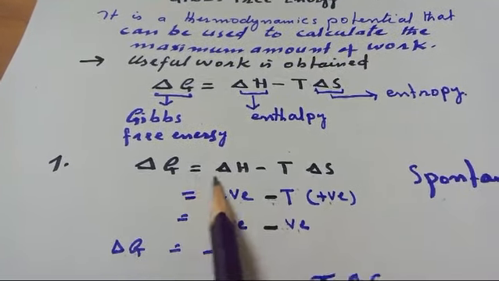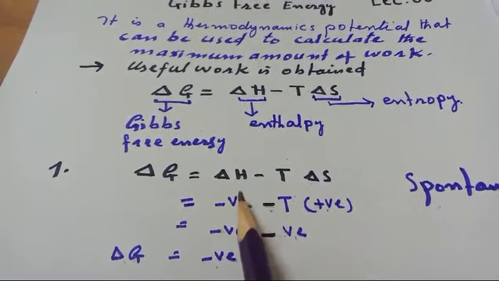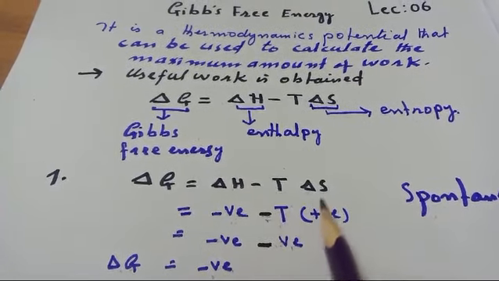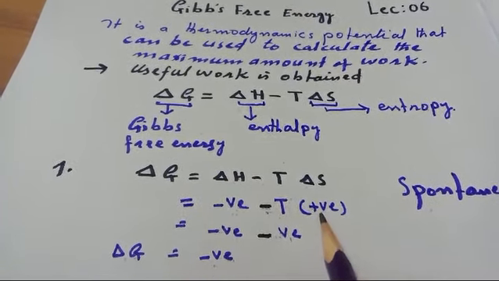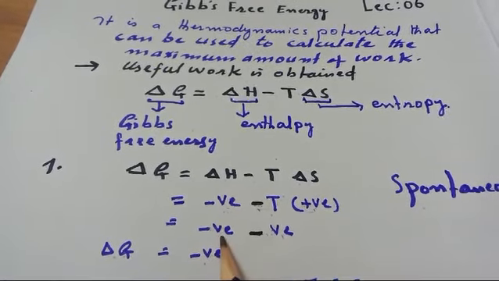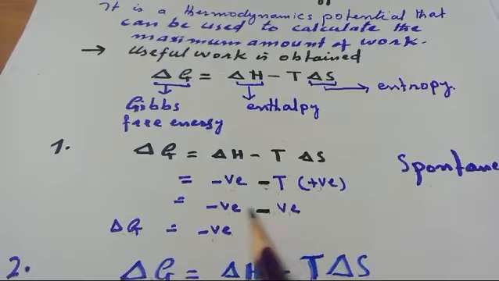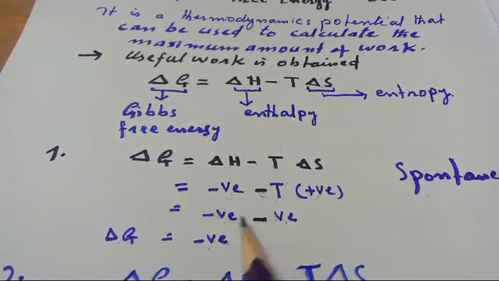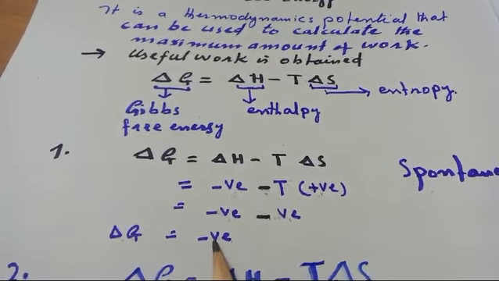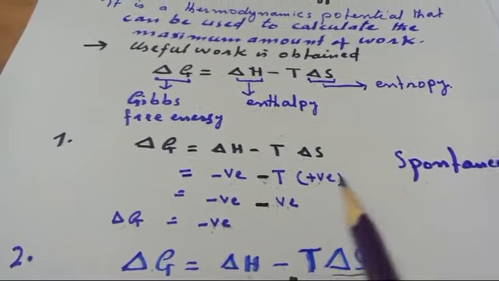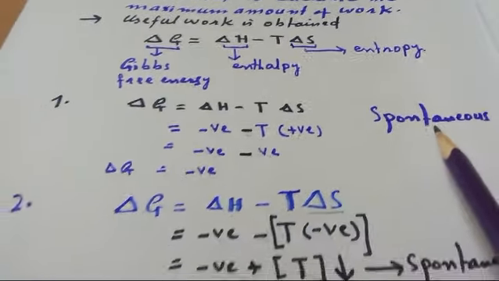Let's discuss. If we have delta H negative, and the minus of the formula, and T is the temperature and delta S is positive, so this is minus into plus, so this will be minus, and when we add these two quantities, we will get a negative answer, so delta G will be negative, therefore the reaction is spontaneous.